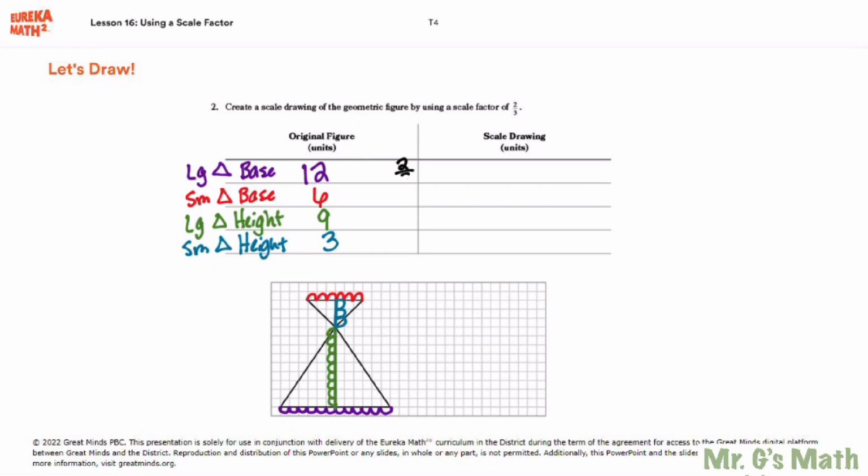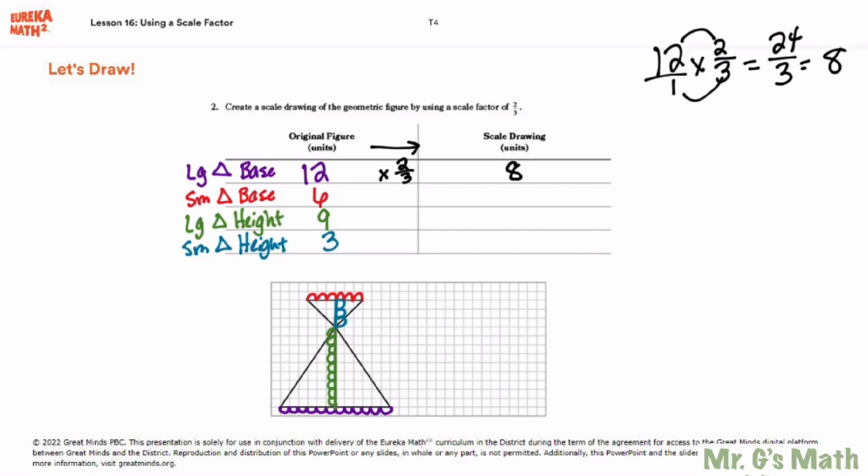So what am I going to do to the 12 to be able to get the other number? I'm going to multiply it because I'm going from left to right, right? All right, so we're going to do 12 times 2/3. So 12 times 2/3. Put a 1 under the 12. 12 times 2 is 24. 1 times 3 is 3. 24 divided by 3 is 8. All right, so that one is going to be an 8.